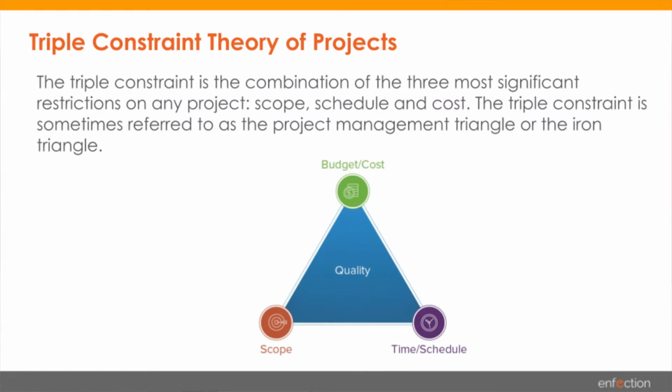So this is very important when it comes to projects. Triple constraints theory. It's all about the budget, time, scope. We should not compromise any of these, as it has an impact on the quality.